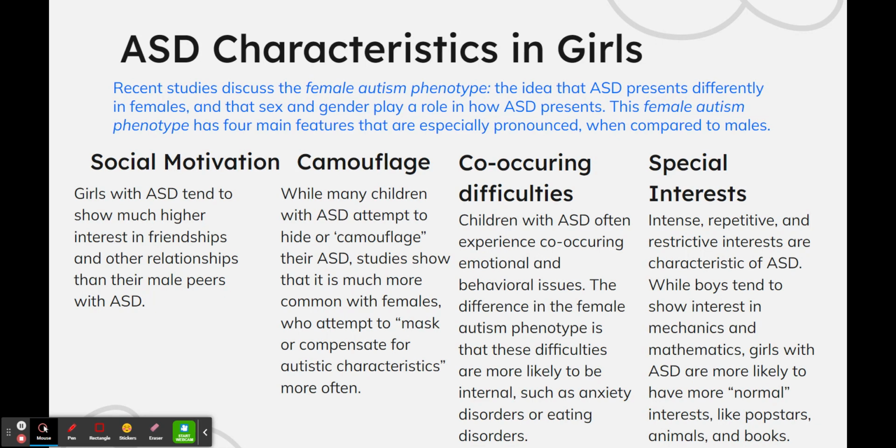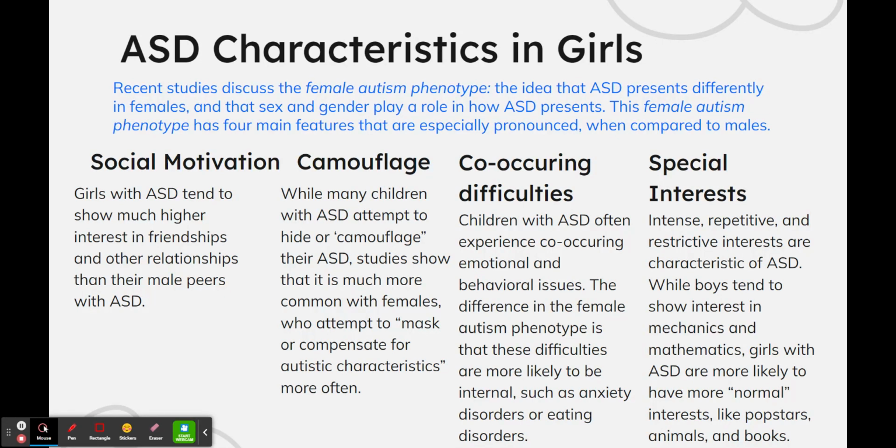For social motivation, research shows that girls with autism spectrum disorder tend to show much higher interest in friendships and other relationships than their male peers. They are also much more driven and much more adept at camouflaging or masking characteristics and traits that are considered autistic. They have co-occurring difficulties. They are much more likely to have things like anxiety disorders, eating disorders, and mood disorders than their male counterparts with autism spectrum disorder.